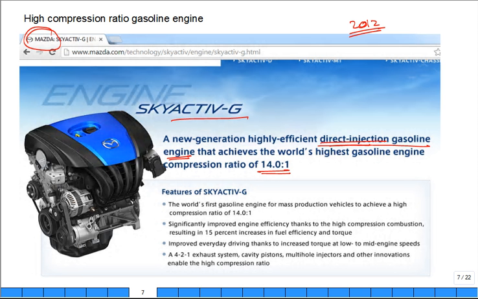So you have a very high compression ratio engine for mass production. They've had experimental ones higher, and significantly improve fuel efficiency with that high compression ratio, high combustion. Let's see, 15% increase in fuel economy and torque, blah, blah, blah. This is straight off of their sales pitch.